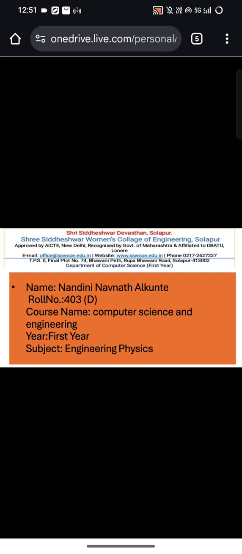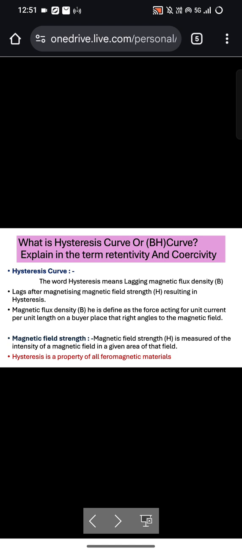Today we are studying the hysteresis curve. What is the hysteresis curve? It is also known as the BH curve and is explained in terms of retentivity and coercivity. Let us start.